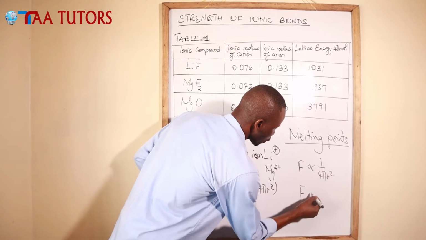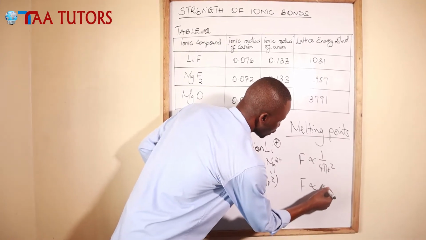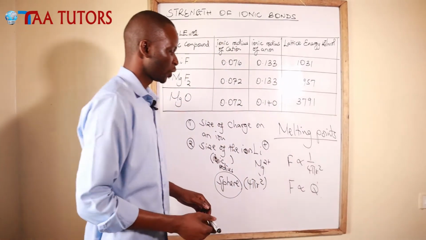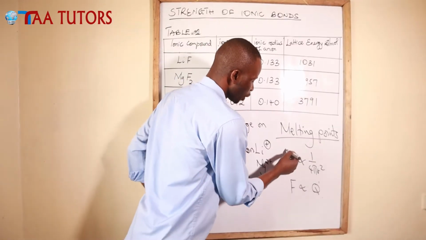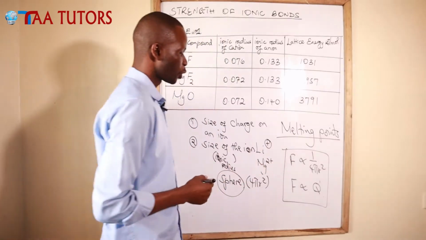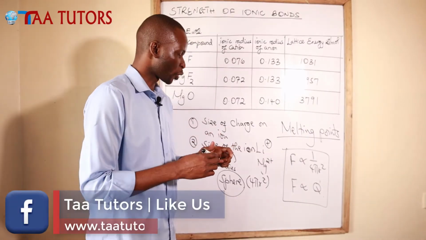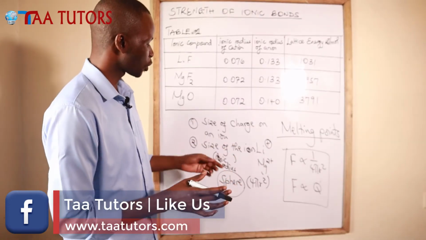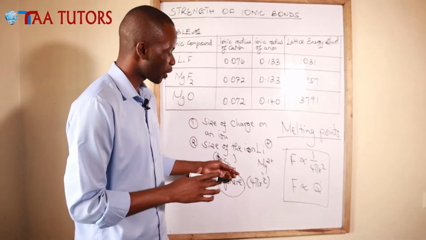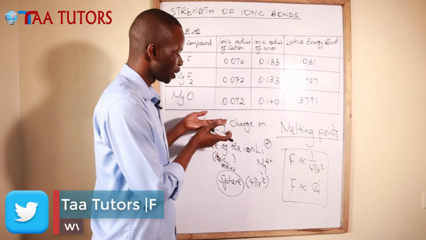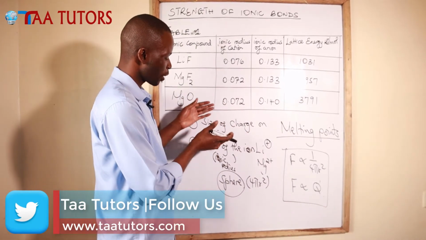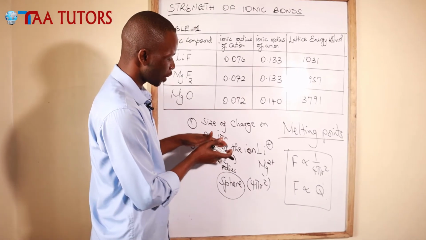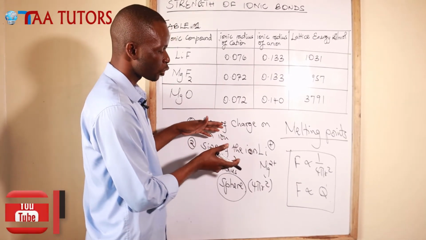So here F also will be directly proportional to the charge. Let me say the charge is Q. So if we bring these two factors together, because these factors will have to interact with each other for an ion. An ion is spherical and also it has a charge. So we cannot talk about the charge in exclusion. We have to talk about both the size of the charge on the ion and the size of the ion, that is the radius of the ion, together.